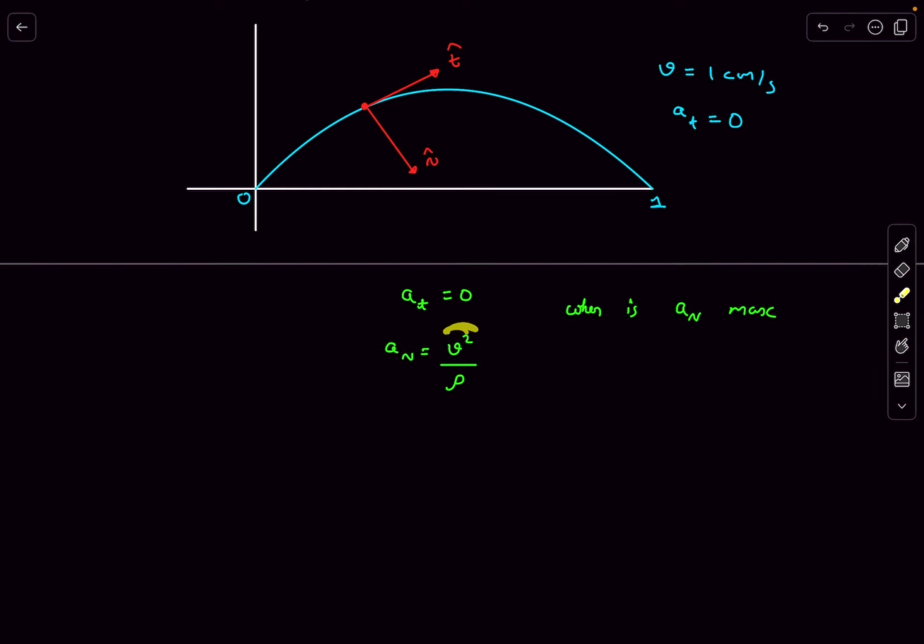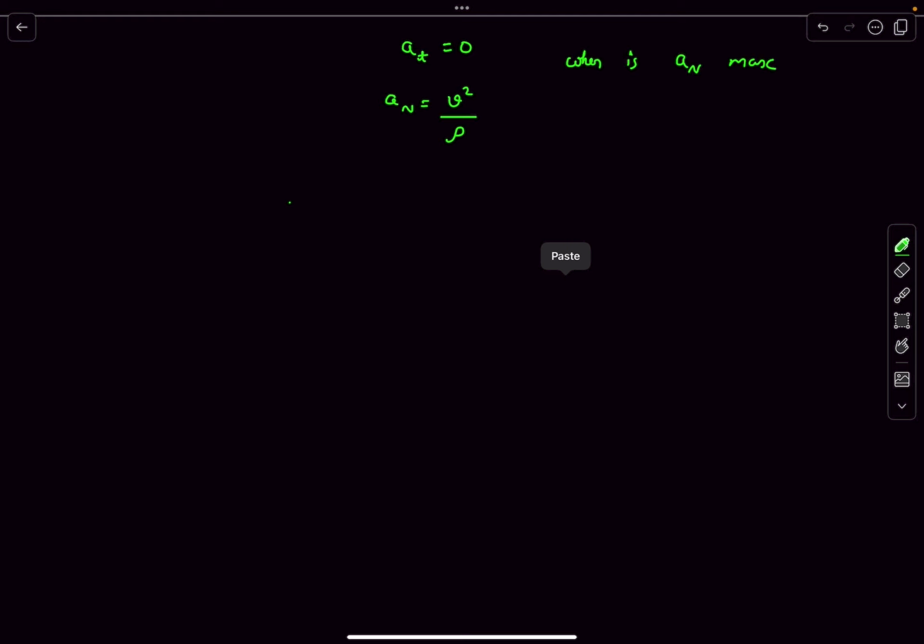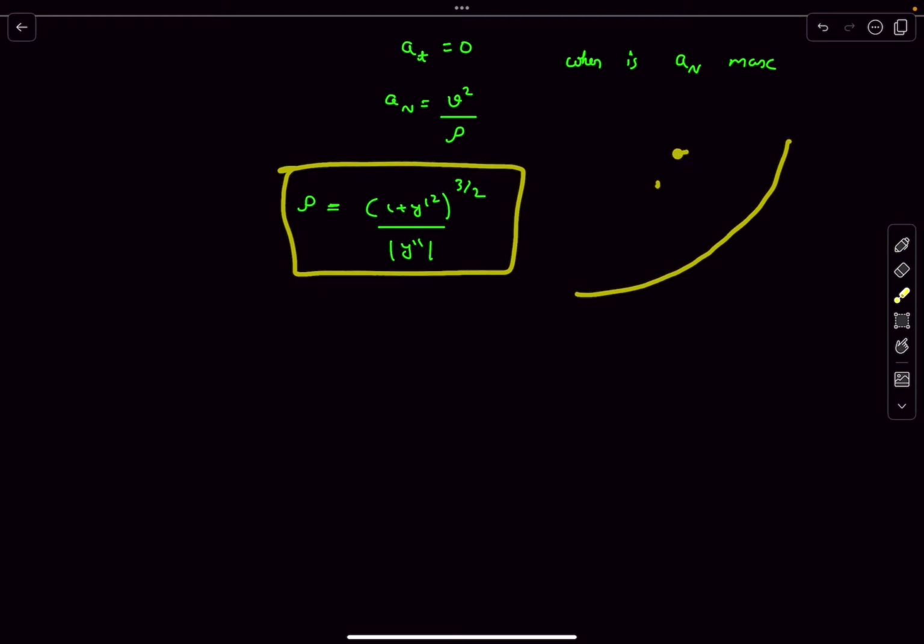The speed of the particle is a constant, so we have to minimize the denominator. So we have to figure out the point on the parabola which has the smallest radius of curvature. We'll use the formula for the radius of curvature of any curve, which was (1 plus slope squared) to the power 3 by 2 divided by the magnitude of the double derivative. This is the formula with which we figure out the curvature radius of any curve y equal to f of x at any particular point.